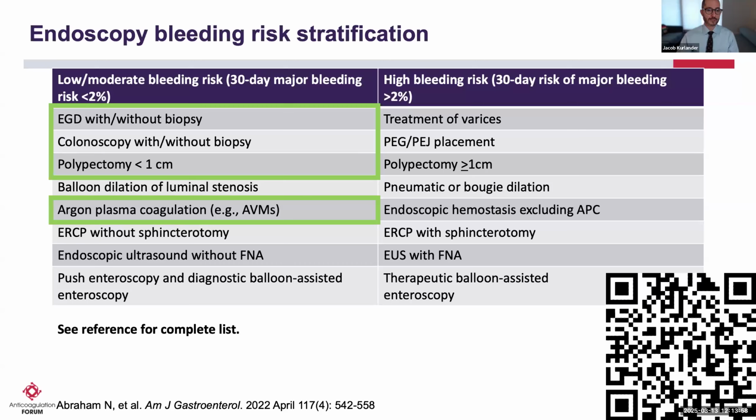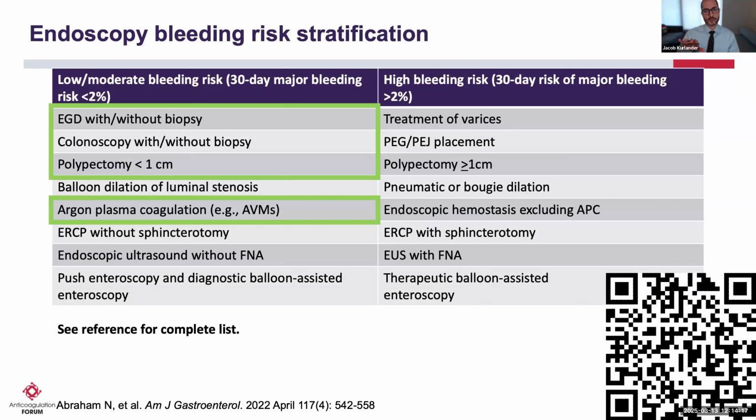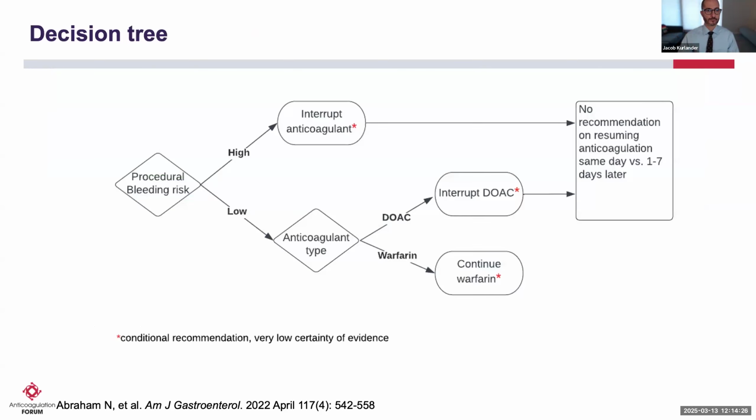Thermal therapy with argon plasma coagulation is also low risk. And this is, I think, relevant because these patients who often have recurrent small bowel bleeding because of angiodysplasias or AV malformations, these are typically treated with APC. Those can be done actually as low risk procedures. The higher risk procedures are things like variceal banding, placing a PEG, large polypectomies, sphincterotomies, and dilations.